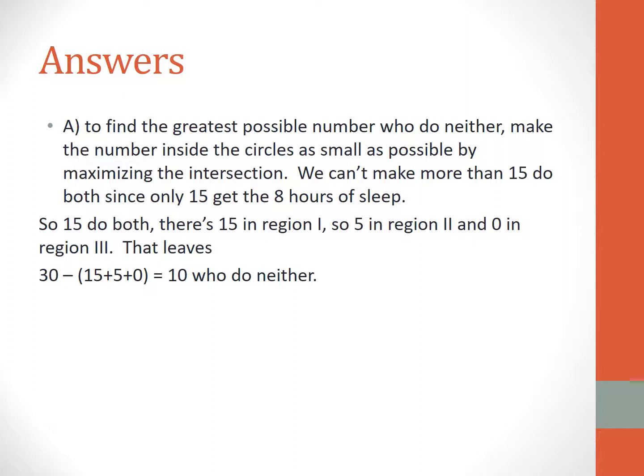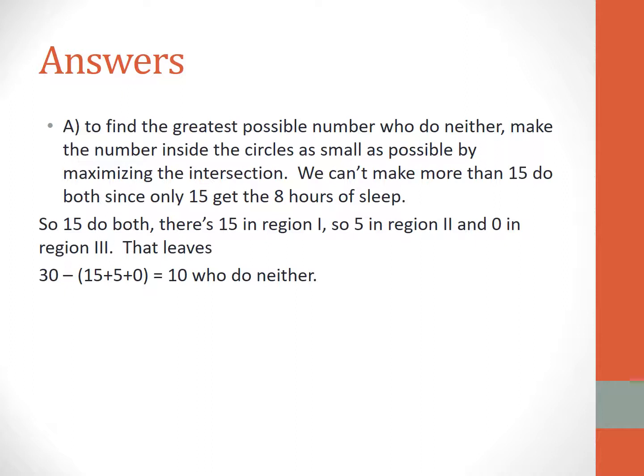The circle on the left should only have 20 people. You already have 15 of them in that football shape. So there's only 5 who just exercise and don't sleep enough. Now, on the right-hand side, that entire circle should have a total of 15. We already have 15 in the intersection. There's no more people to place in region number 3.